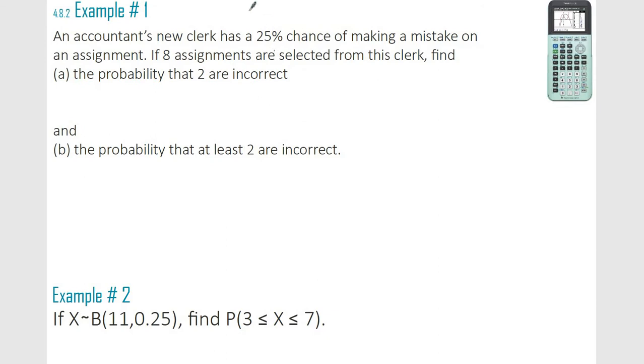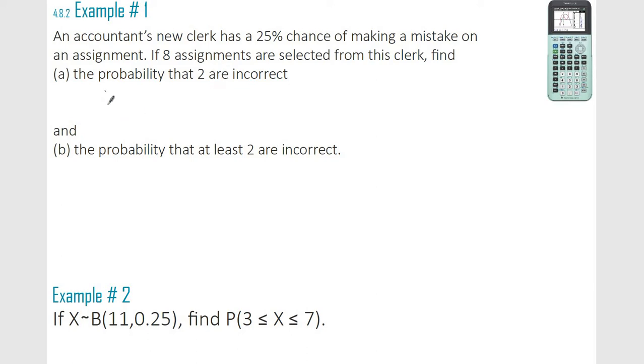All right, so now let's do an example. We can use the formula, however, with the TI-84, you can use your calculator. So how we do that is we first start with, we want the probability that 2 are incorrect. 8 assignments are selected. You want to know the chances that 2 of them are incorrect. It could be the first one and the 8th one, the second and the 4th, the first and the second. It doesn't matter. We want 2 that are incorrect.